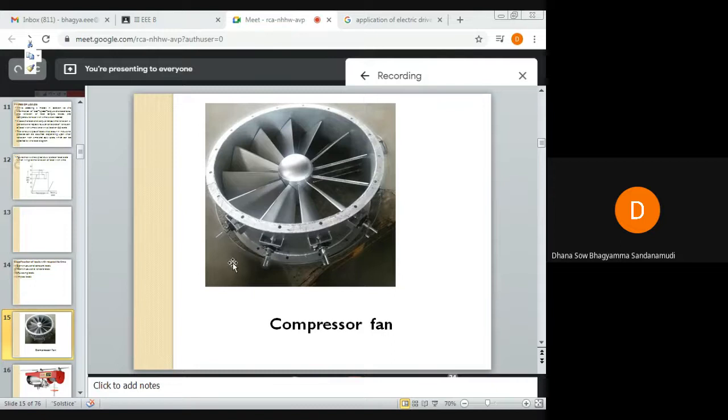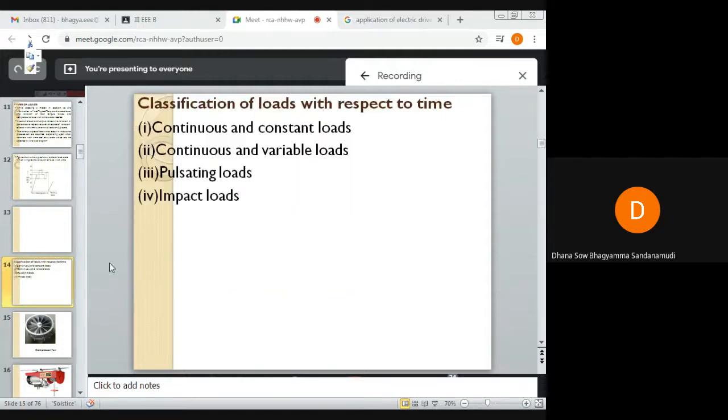So these loads will be operating for a longer time under the same condition. Next one is continuous and variable loads. These loads on the motor will operate repetitively for a longer duration, but they vary continuously over a period.